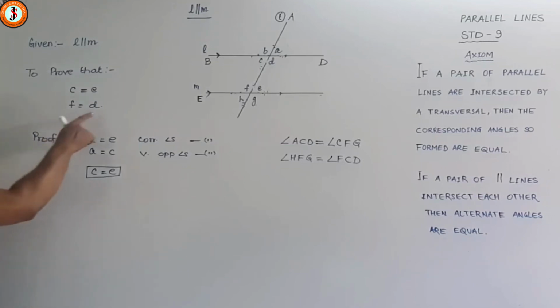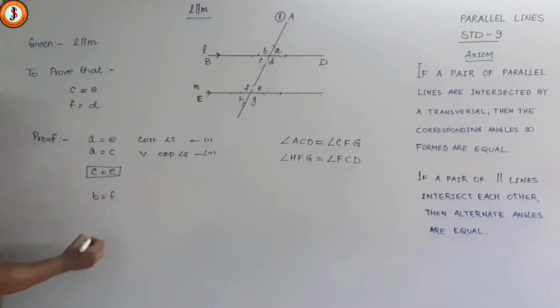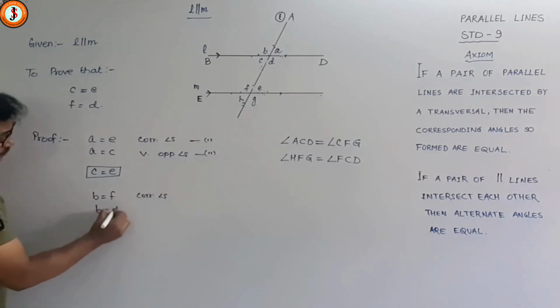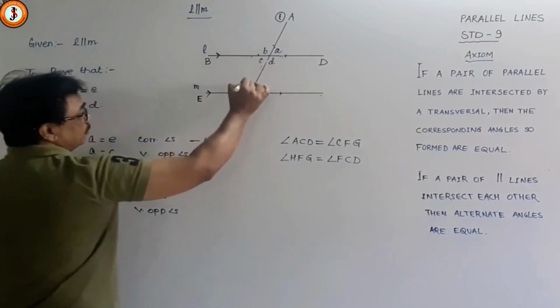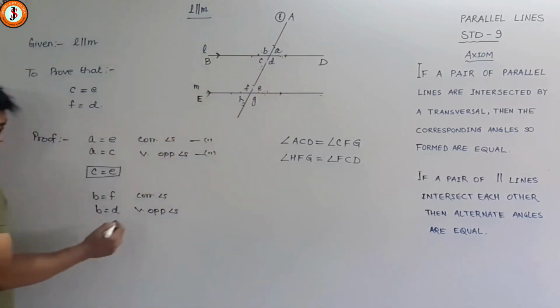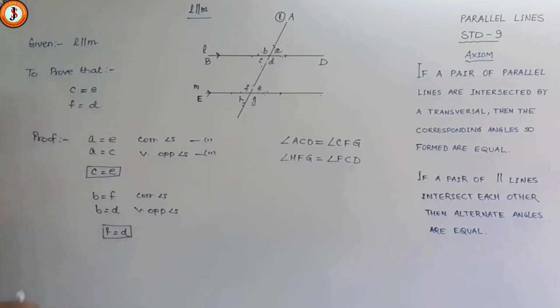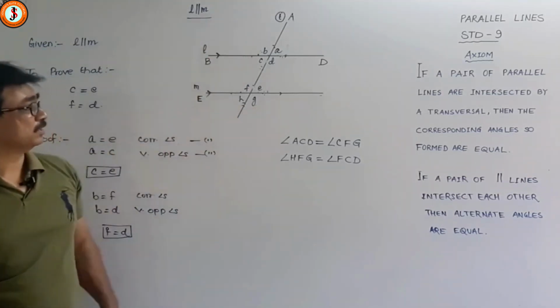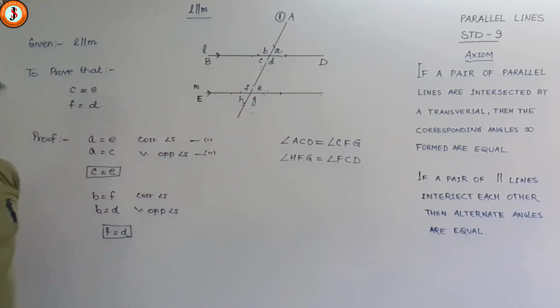Now we have to go for F is equal to D. So we go this way. B is equal to F, corresponding angles, and B is equal to D, vertically opposite angles. Now have a look. B is equal to F and B is equal to D, vertically opposite angles. That means F is equal to D. So we get this. We can also say that outside also alternate angles are equal. That means B is equal to G. This also you can prove, that B is equal to F and F is equal to G. So exterior alternate angles. But we fix our concentration on the interior alternate angles.